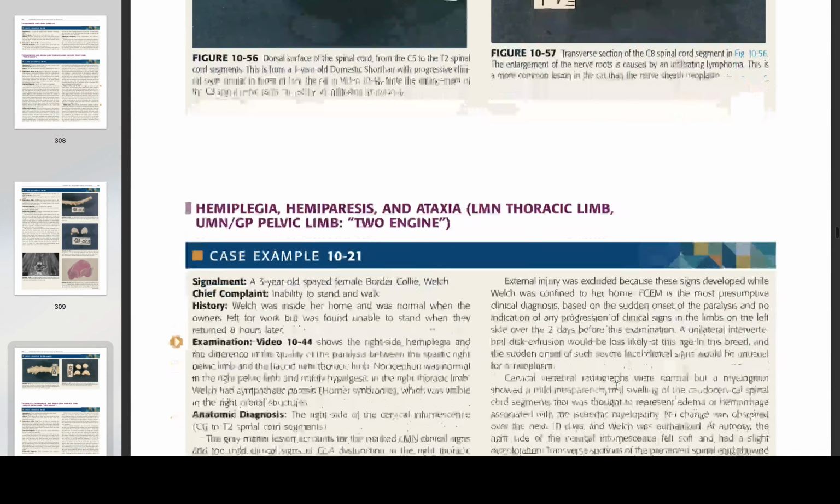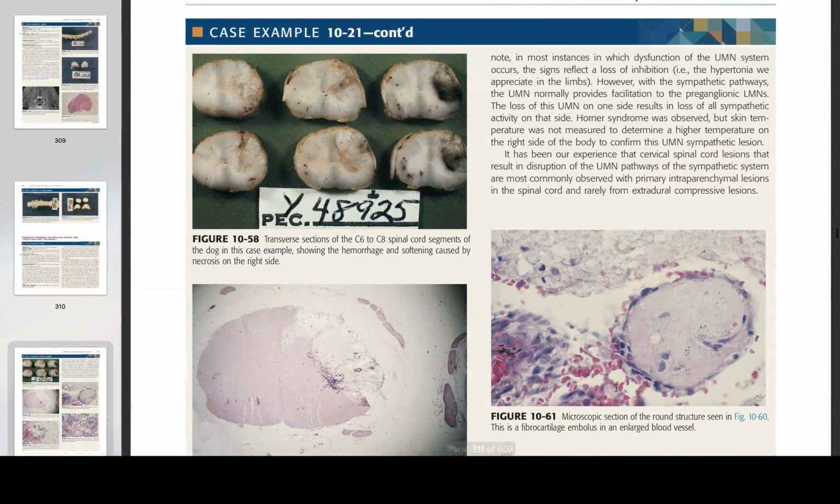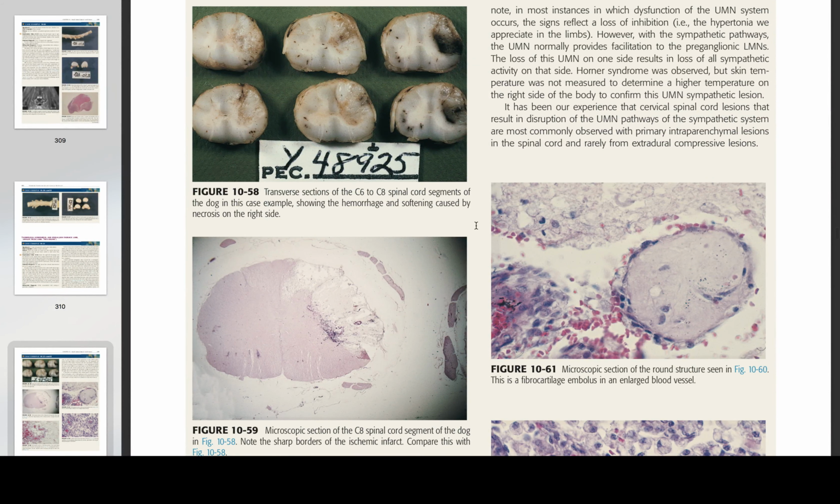At autopsy, the right side of the cervical intumescence felt soft and had a slight discoloration. Transverse sections of the preserved spinal cord showed hemorrhages and softening of the gray and white matter on the right side of the C6, C7, and C8 spinal cord segments.